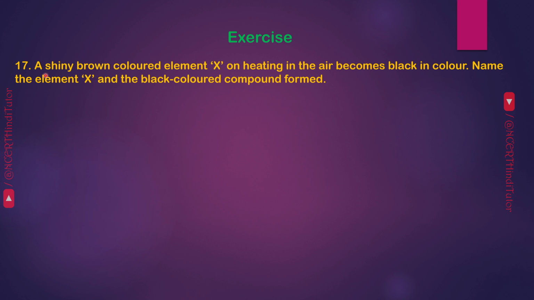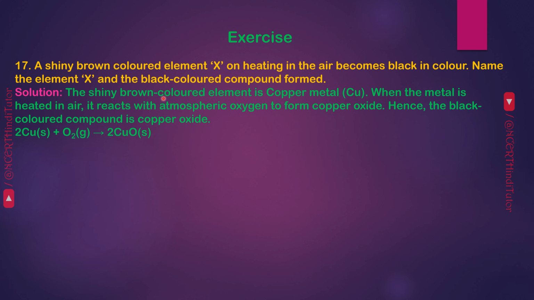Question 17. A shiny brown colored element X on heating in the air becomes black in color. Name the element X and the black colored compound formed. Answer: the shiny brown colored element is copper metal, Cu. When the metal is heated in air, it reacts with atmospheric oxygen to form copper oxide. Hence, the black colored compound is copper oxide. 2Cu plus O2 gives 2CuO.